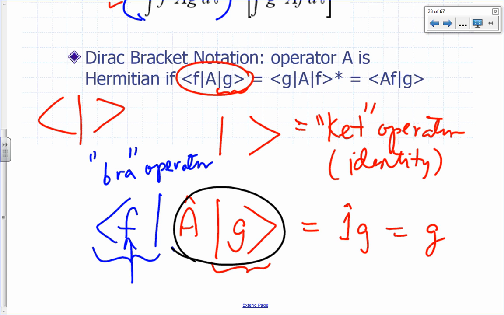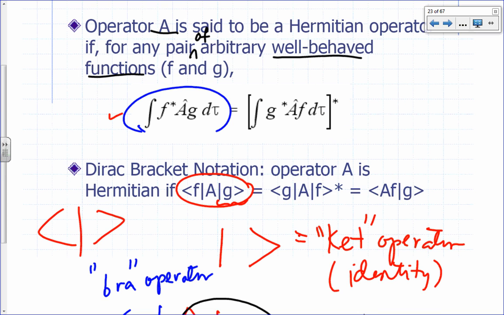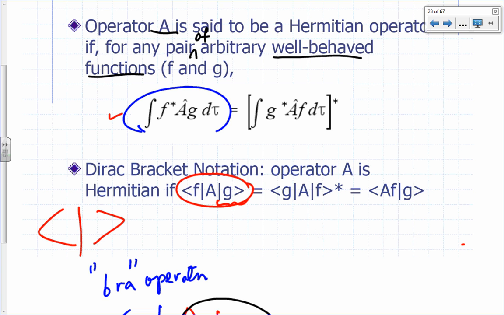Okay? So, let's go back up here. How would we write this in bracket notation? I have F inside the ket, right? And then I have operator A, and then I have G inside the bra. Because I'm multiplying this result right here, this A hat F, by the complex conjugate of G and then integrating over all space. So this thing on the right-hand side is G A hat F, but there's a complex conjugate outside.